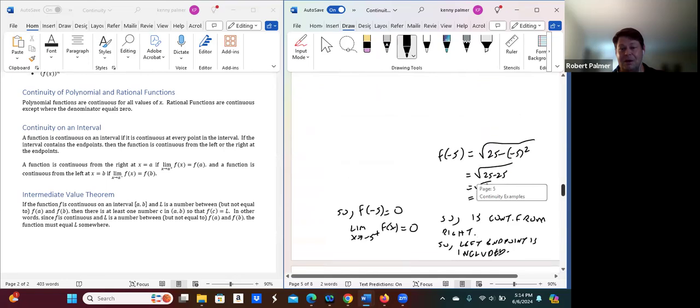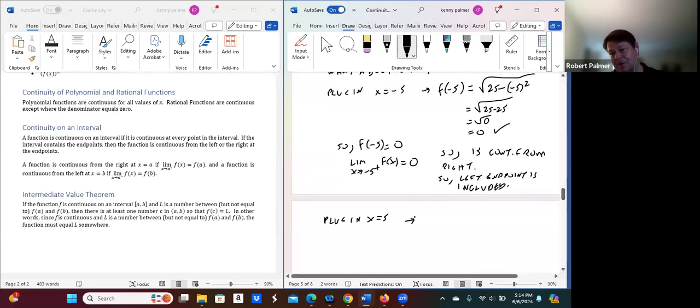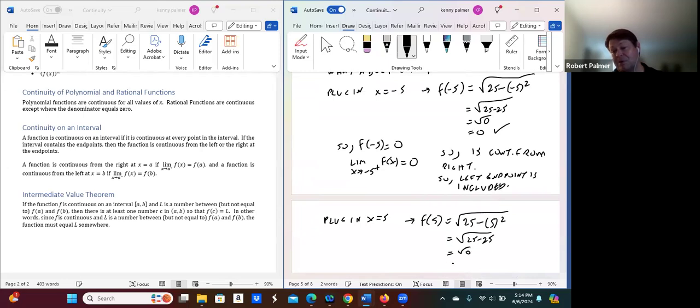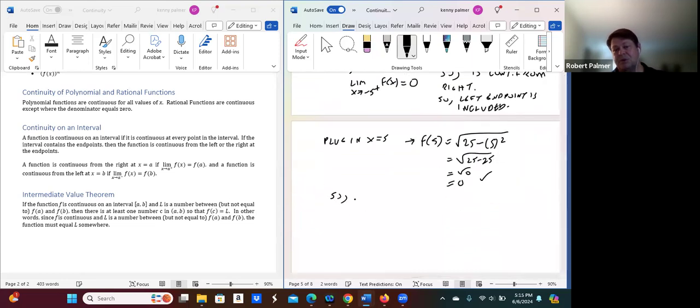So the same thing for the other endpoint. As you'll see, it works basically the same way. So we're going to plug in x equals 5. We do that, f of 5, and we're going to get the same result as we see, so 25 minus 5 squared. And that's going to be the square root of 25 minus 25, the square root of 0, which is 0. So f of 5 is equal to 0.